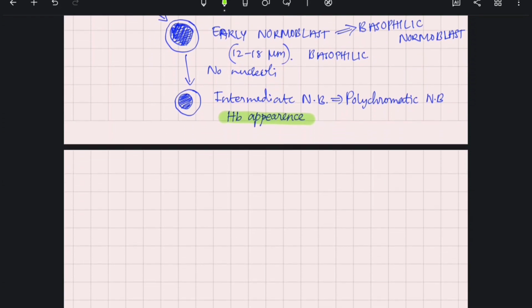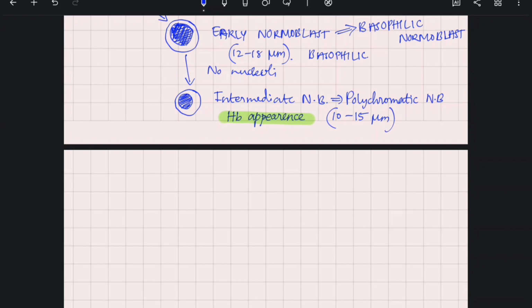Now you can see the cell is again smaller, like 10 to 15 micrometers. So you see the trend here, right? The cell is becoming increasingly smaller, and also the nucleus is becoming increasingly smaller, and the chromatin fibers stay somewhat coarse, and there are no nucleoli anymore.